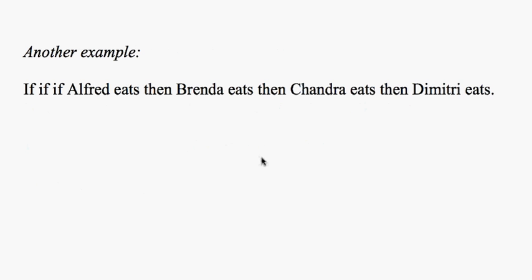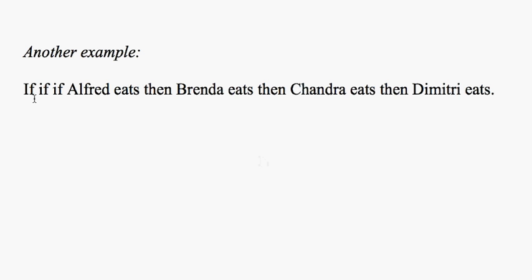Now this example sounds really peculiar. If Alfred eats, then if Brenda eats, then if Chandra eats, then Dmitri eats. Nobody really talks this way, but they could, and if they did, it would be unambiguous and there'd only be one way to parse it. What I want to do here is look and see why that's so.